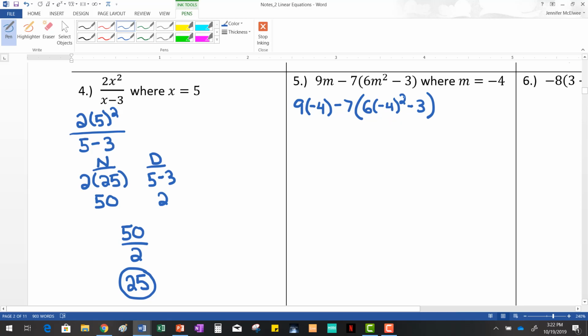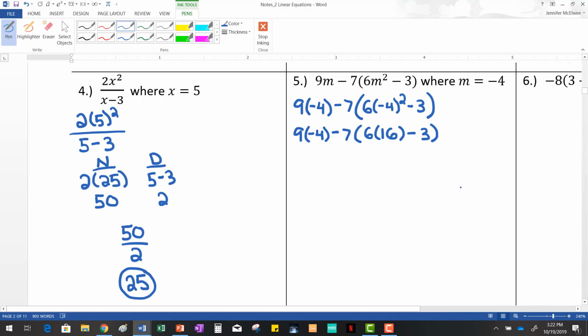I would need to take care of the exponent first. In the meantime, everything else here is going to be copied down symbol for symbol so I don't miss a detail. I'm going to leave a spot for my answer there. Okay, so negative 4 squared. Negative 4 times negative 4 would give me positive 16.